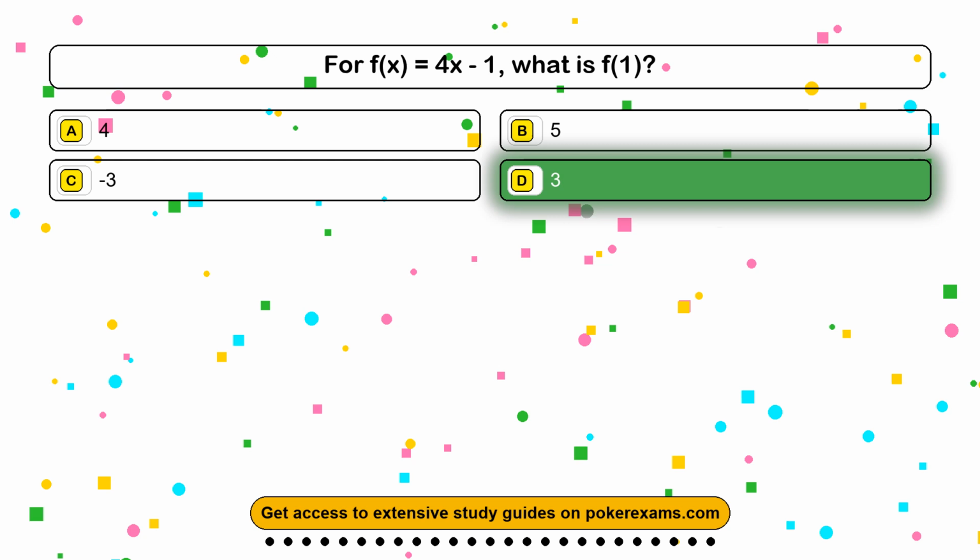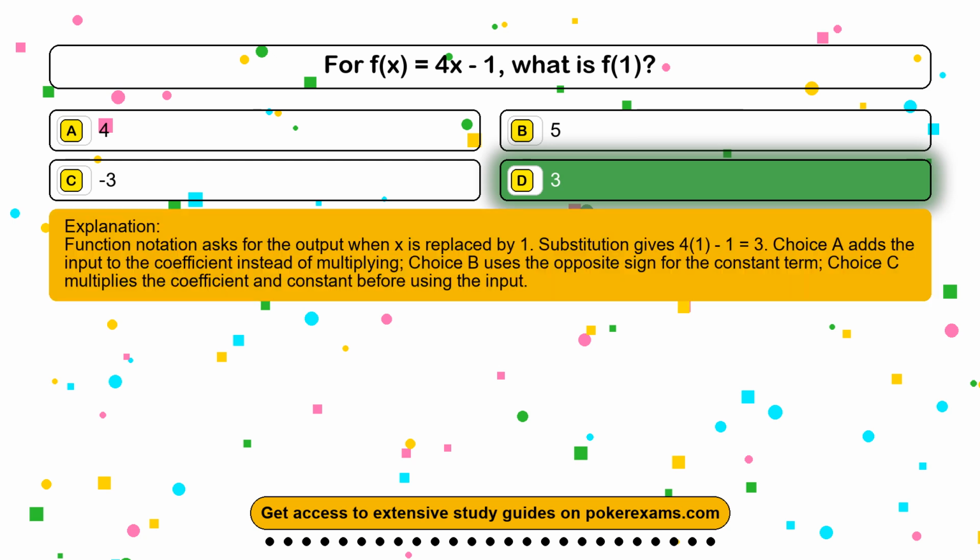The correct answer is option D, 3. Function notation asks for the output when x is replaced by 1. Substitution gives 4 times 1, minus 1 equals 3. Choice A adds the input to the coefficient instead of multiplying, choice B uses the opposite sign for the constant term, choice C multiplies the coefficient and constant before using the input.